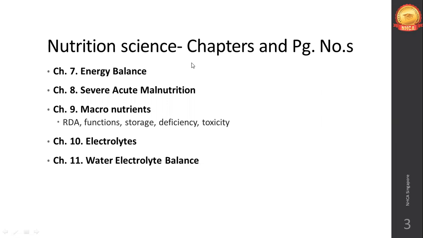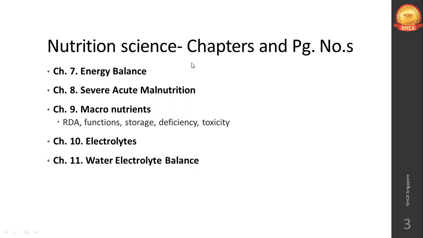Macronutrients and macrominerals: calcium, phosphorus, and magnesium. Only study the RDA, functions, storage, deficiency, toxicity. That's it. From the entire chapter, that's what you have to focus on. What are the RDA, functions, storage, deficiency, and toxicity of each of these macrominerals.